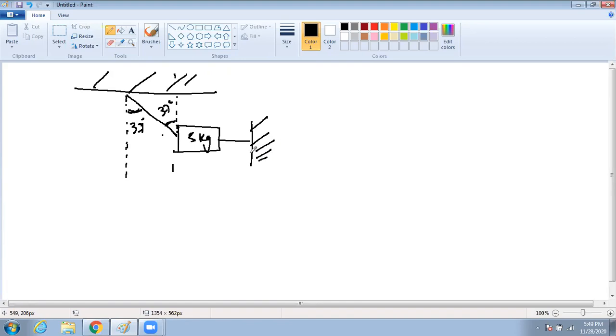Now we have to calculate what T is. Same as before, but the strings are different. We will consider this as T2 and this as T1, correct? Now, this is T2, and since it is at an angle, it will have two components. One component will be in this direction and one in this direction. I told you the component here will be T2 cos theta, and this will be T2 sine theta. Everybody clear?